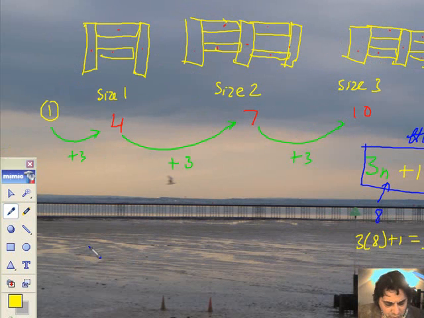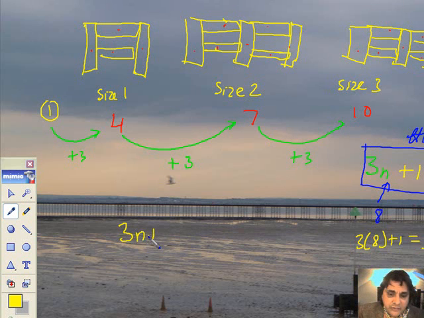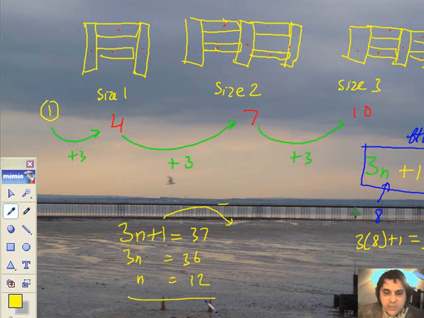D says, use your formula to find the size of a fence containing 37 bits of wood. So we create an equation. I know 3n plus 1 is the expression for the nth term, but I'm told this will come to 37 bits of wood. So I've got a very, very simple equation. Take the 1 over and subtract. 3n equals 36. Take the 3 over and divide. 36 divided by 3, 12. So with 37 bits of wood, I can make a fence of size 12.